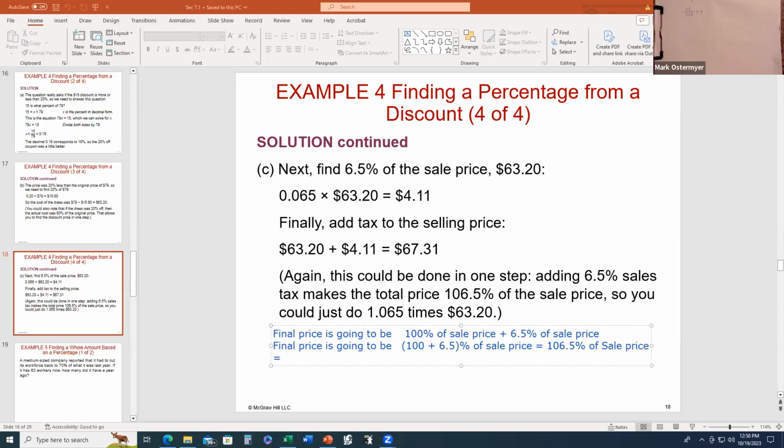Which is equal to, how do you take 106.5% of the sale price? Change the percent to a decimal by shifting the decimal point 2 places to the left, so that's 1.065, and then you multiply it by the sale price, which is $63.20. And when you do that, ladies and gentlemen, multiply $63.20 by 1.065, you're going to have $67.31. That's the final price you pay.